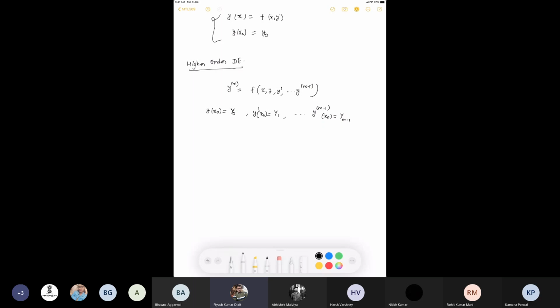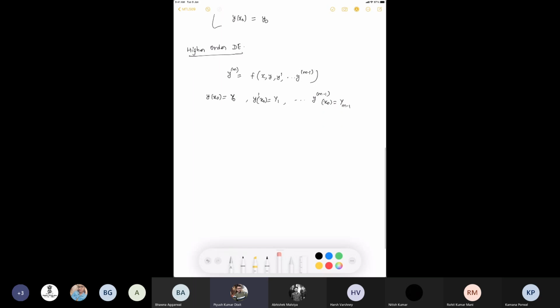Yes, ma'am. Here, ma'am, y m minus 1 at x naught equals y m minus 1, then derivative both sides, then y dash equals y to the power m at x naught. Put LHS and in RHS f of x comma y1, y2, up to y m minus 1.